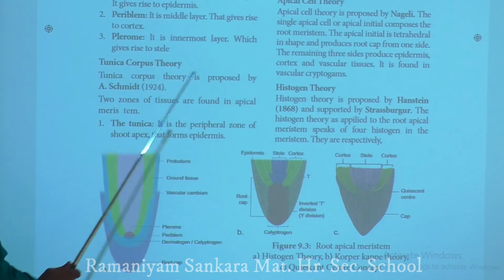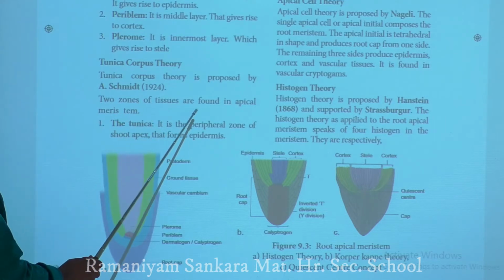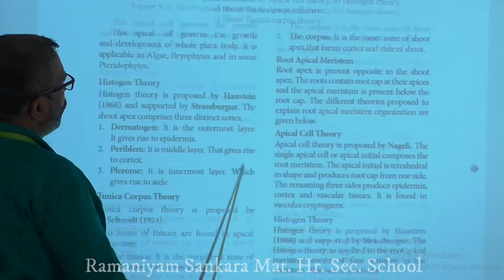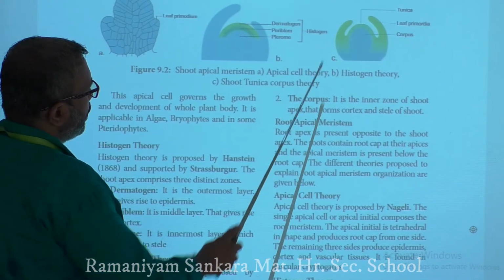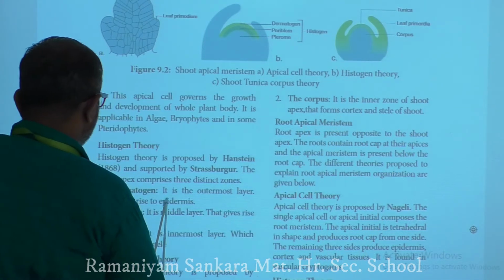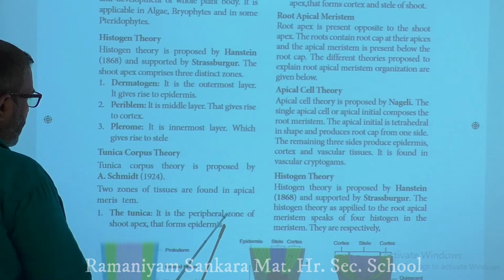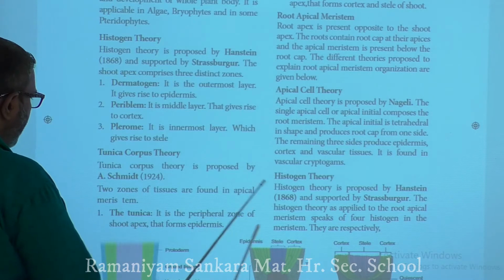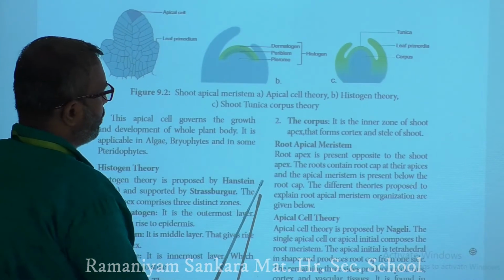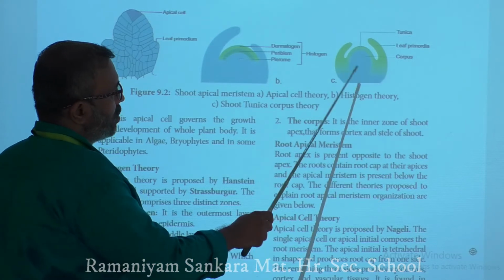Tunica corpus theory was proposed by A. Schmidt in 1924. Two zones or tissues are found in the apical meristem: one is the tunica, and the other is the corpus. The outer layer is called tunica, and the innermost region is called corpus. The tunica is the peripheral zone, so peripheral means outer layer. The peripheral zone of the shoot apex forms the epidermis. The corpus is the inner zone of the shoot apex, which forms the cortex and the cells of the shoot.